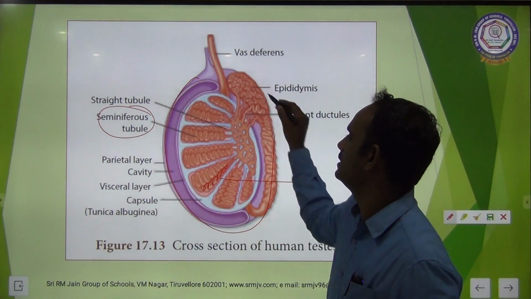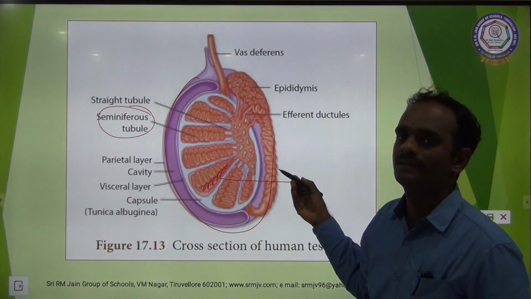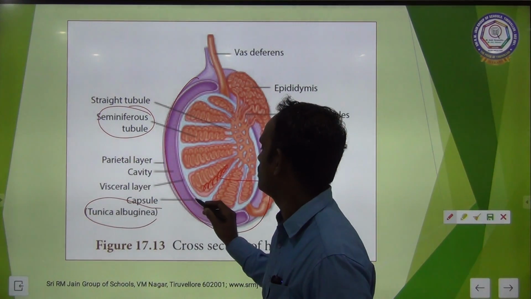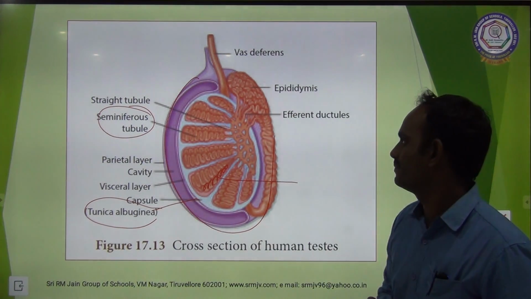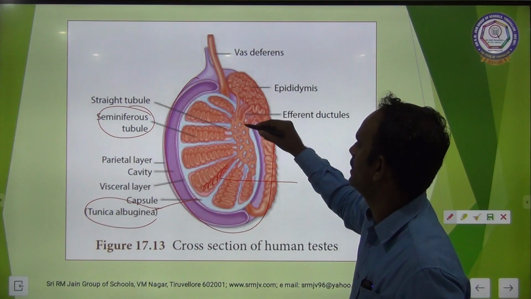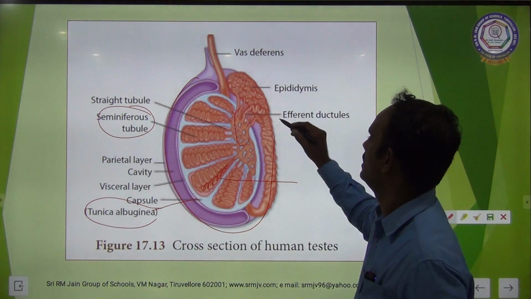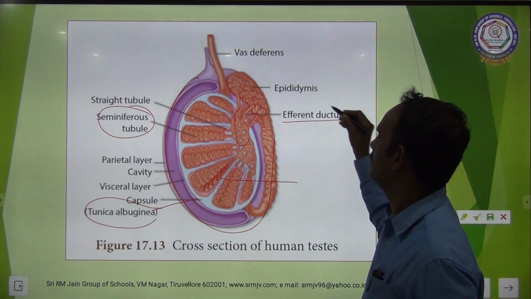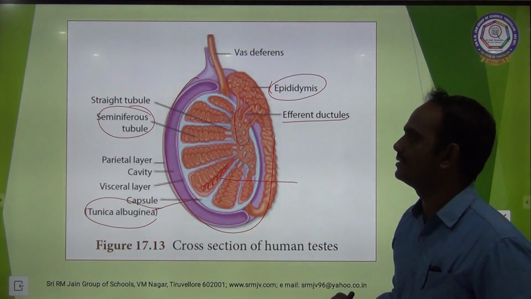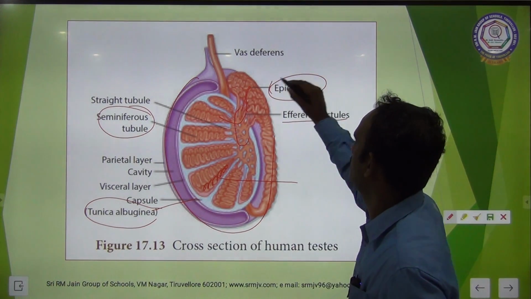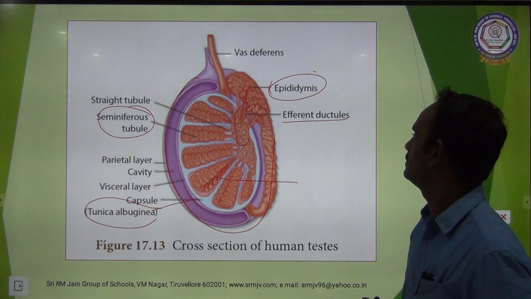So the whole testis is covered by a capsule, a fibrous tissue called tunica albuginea. This is called tunica albuginea. And all these seminiferous tubules unite together to form a cluster like structure, a branched structure called efferent ductus, and this is the epididymis. They come here and all the sperms go here. This region is called epididymis.